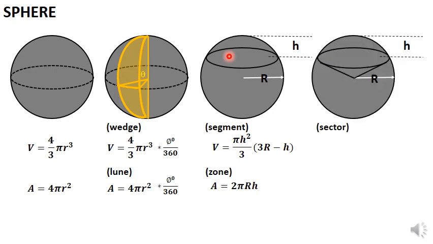Okay, this one is called the sector. The solid that is bounded by the zone and the cone is called the sector. To determine the volume of the solid, it is simply the sum of the volume of the segment and the volume of the cone. So we have the volume of the cone plus the volume of the segment. The total surface area is still the same: the area of the cone and the area of the zone.